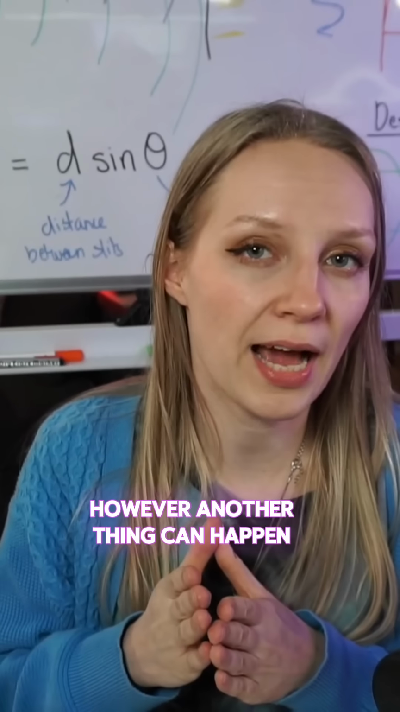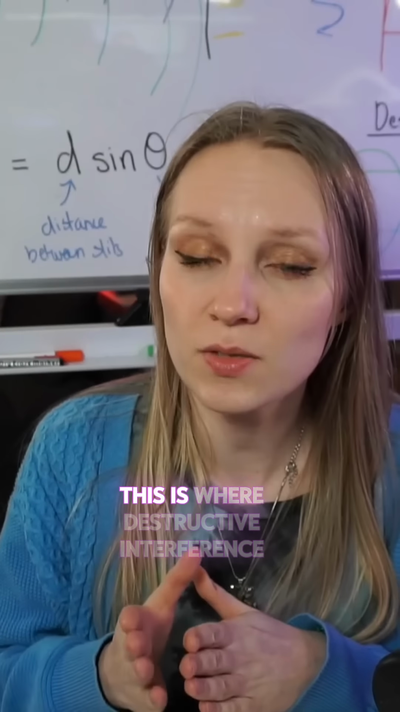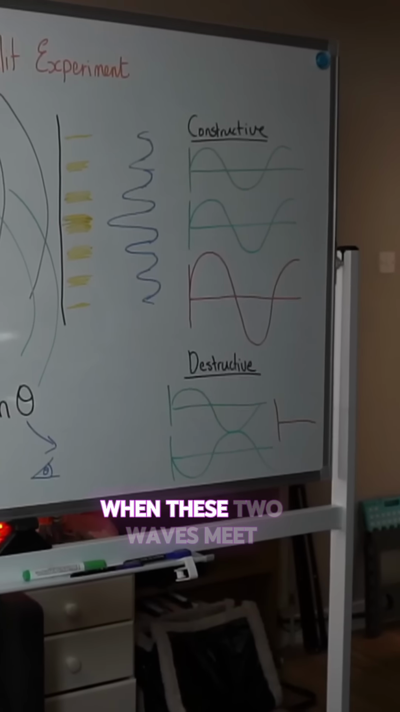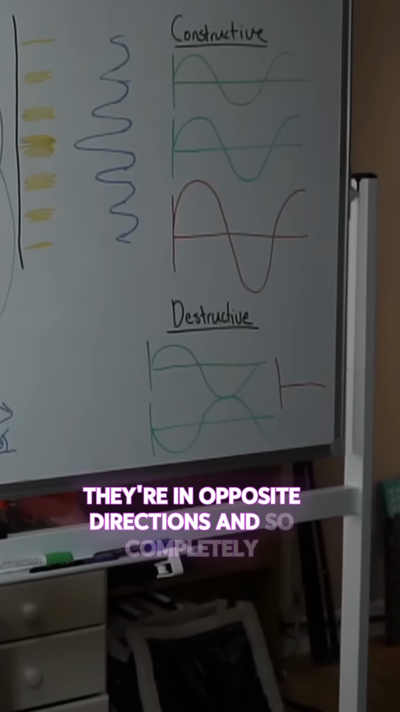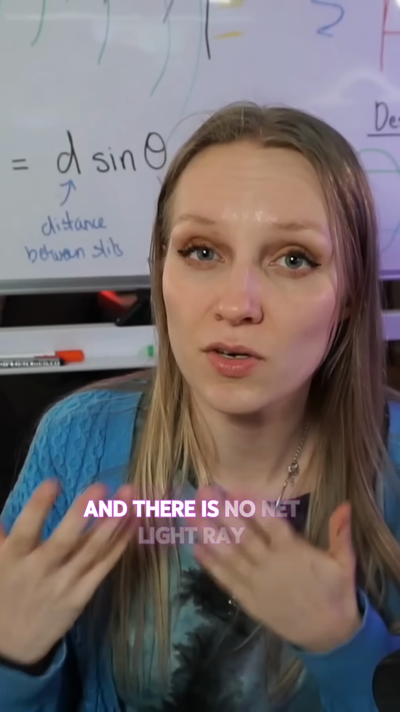However, another thing can happen, and this represents the dark spots. This is where destructive interference occurs. When these two waves meet, they're in opposite directions and so completely destroy each other, and there is no net light ray.